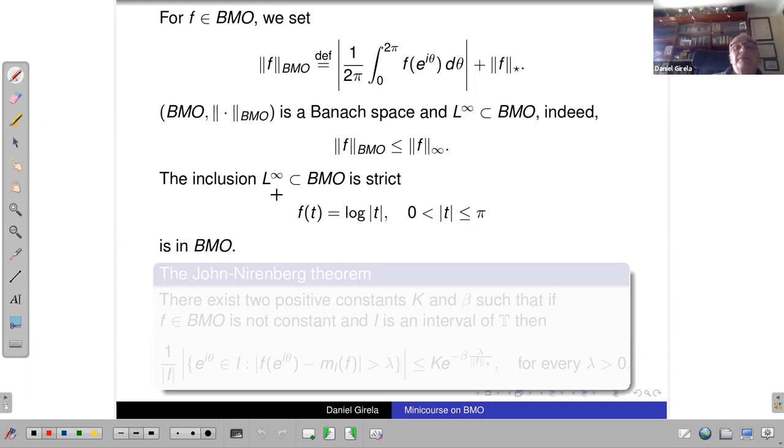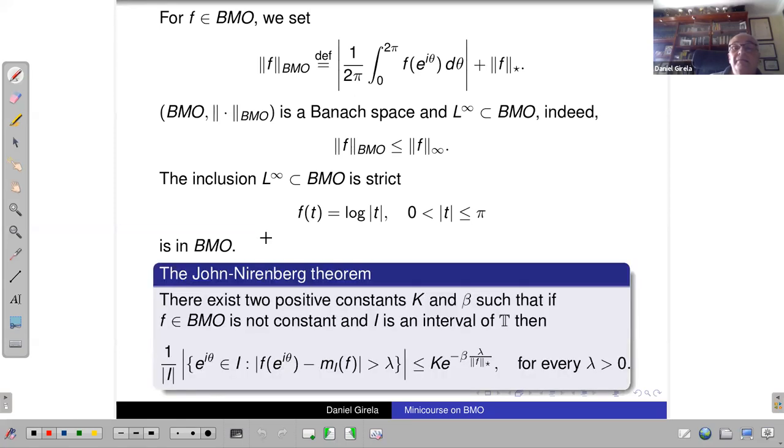Probably the most important result that John and Nirenberg proved when they introduced BMO is what is usually called the John-Nirenberg theorem. It establishes an exponential inequality on the distribution function of the oscillation of f. The John-Nirenberg theorem asserts that there exist two positive constants k and beta such that, if we have a BMO function and an interval I, then the measure of the set of points in I where the absolute value of f minus the mean of f over I is bigger than lambda, divided by the length of I, is bounded by k e to the minus beta lambda over the star norm of f, for every lambda positive.